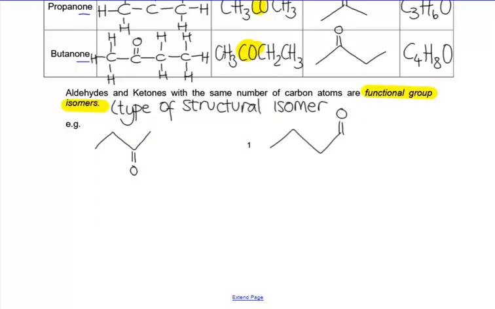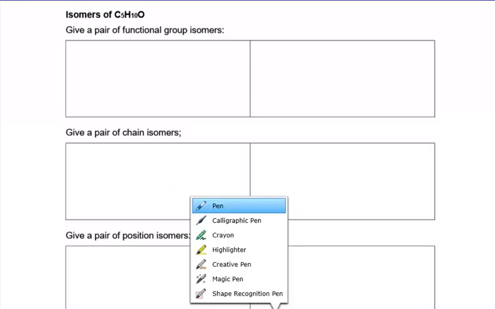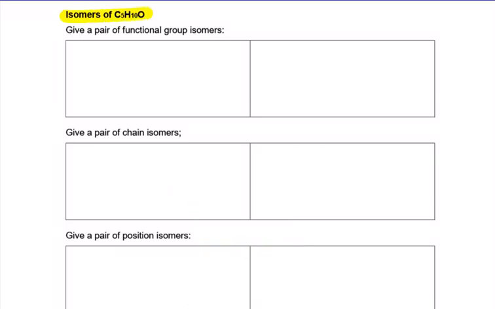So we've got butanone and butanal. Both of these are C4H8O but have different structures. So take a couple of minutes and think if you can find a pair of functional group isomers, a pair of chain isomers, and a pair of position isomers with the molecular formula C5H10O.